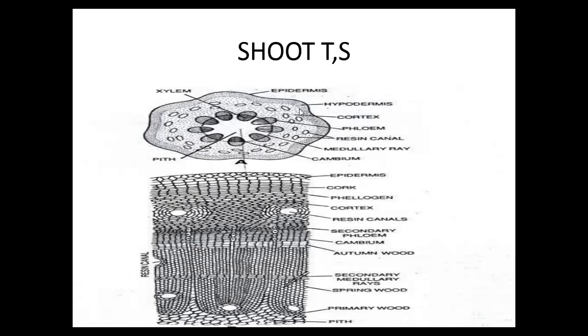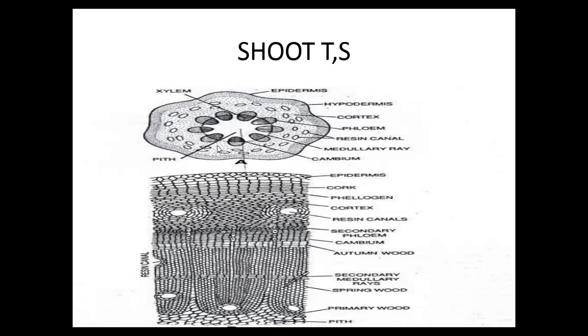Below this hypodermis, normal cortex is present. The normal cortex is mainly made by parenchymatous tissues. In these parenchymatous tissues, resin canals are present. See children, these are the resin canals. The major general character of Pinus is resin canals. Resin canals are present in the root system, the shoot system, and the leaf system. Here it is shoot, so resin canals are present in the inner cortex, or normal cortex.